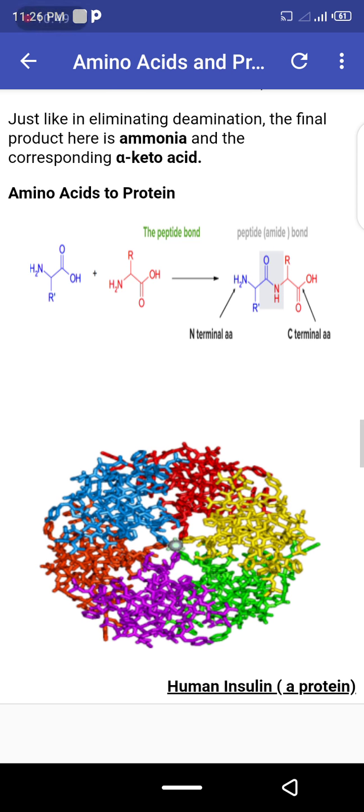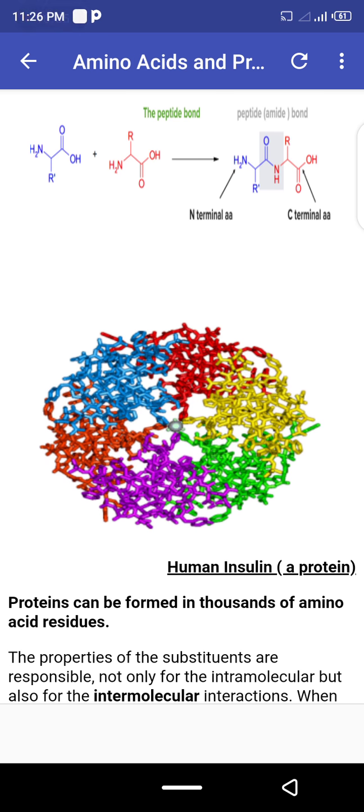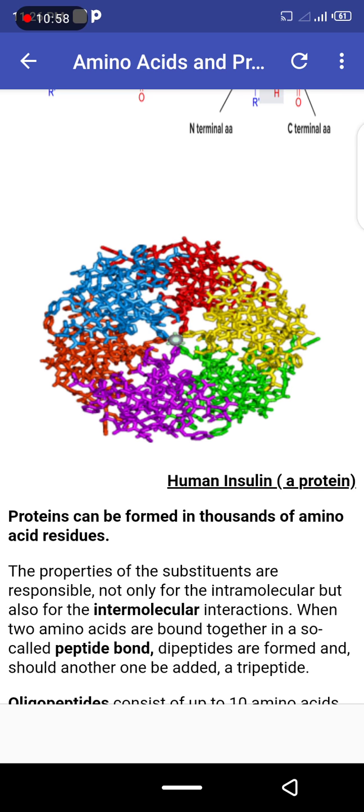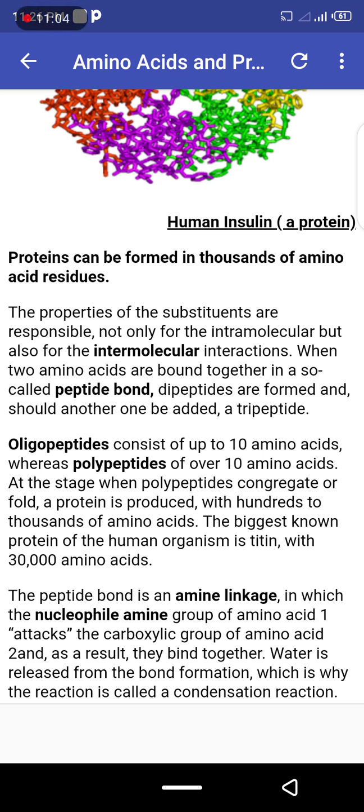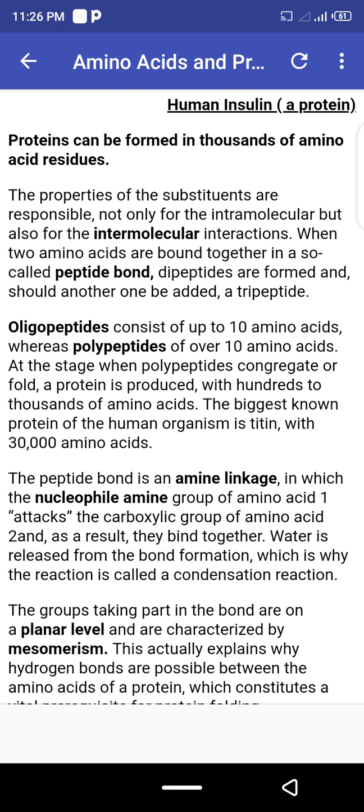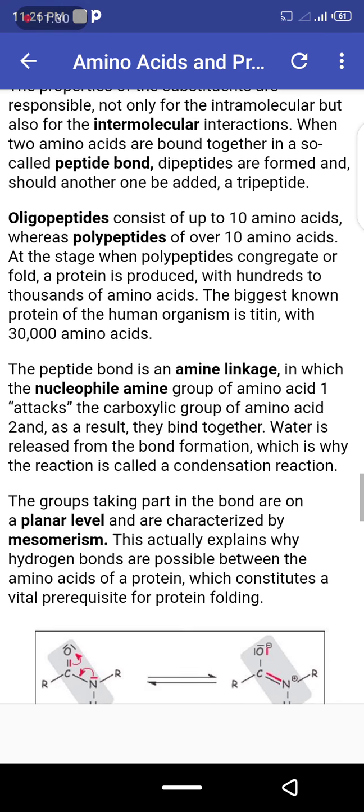Amino acids to protein are, as we show in the figure, linked by the peptide bond between the amino acids. This is a human insulin structure. A protein can be formed of thousands of amino acid residues. The properties of the substituents are responsible not only for the intermolecular but also for the intramolecular interactions. When two amino acids are bound together in a so-called peptide bond, a dipeptide is formed, and should another one be added, a tripeptide. Oligopeptides consist of up to 10 amino acids, whereas polypeptides of over 10 amino acids.